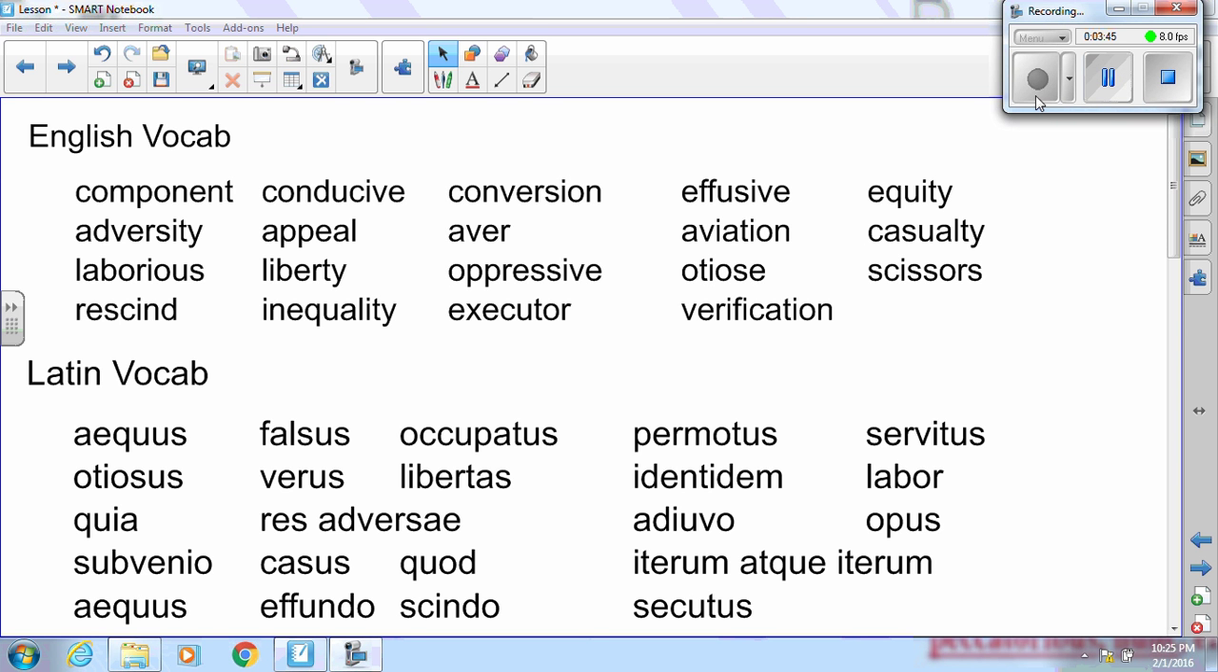Res adversus is the thing that causes something. Adiuvo is to help. Opus is work. Subvenio is to help. Causus is a cause. Quod is because. Iterum atque iterum is again and again. Aequus, I already put on there once, but that's okay. It's even, equal. Efundo is to pour. Scindo is to cut. And secutus is to follow.